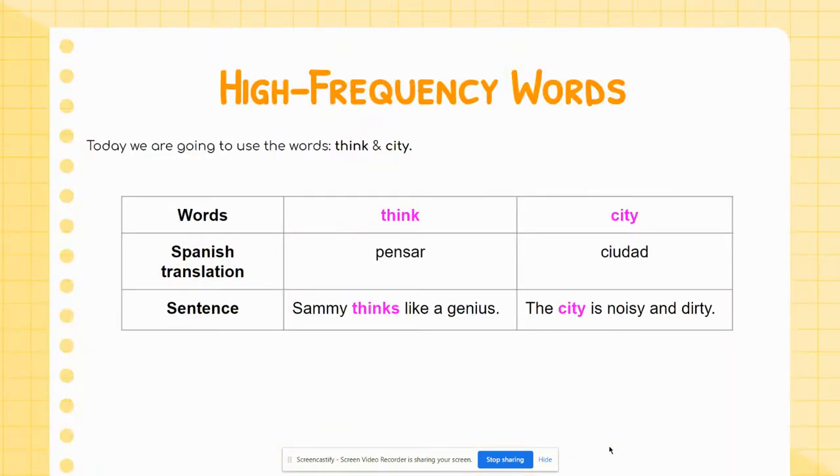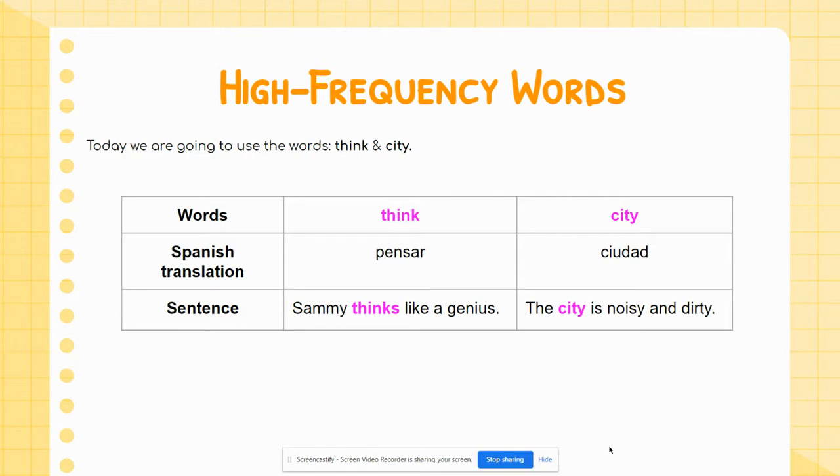Now, before we get into that, I'm going to go over these high frequency words. Remember that high frequency words are words that you hear a lot, words that you see a lot in paragraphs or in sentences. For example, the words think and city. In the Spanish translation, think is pensar, and city is ciudad.